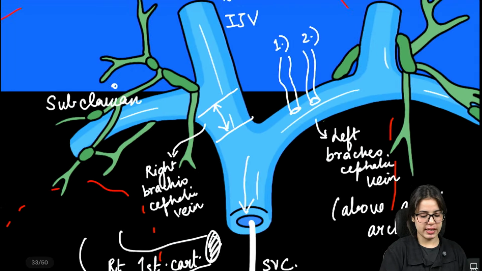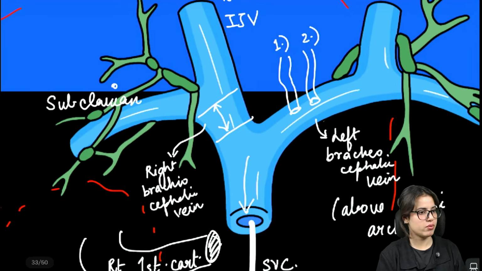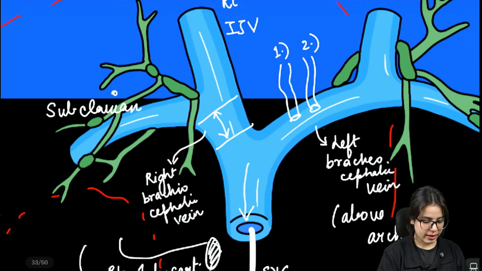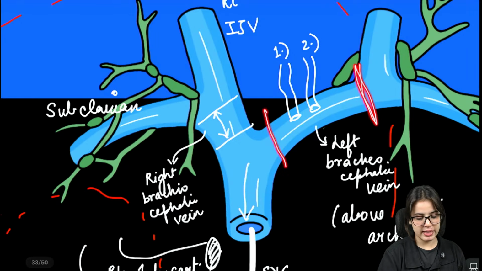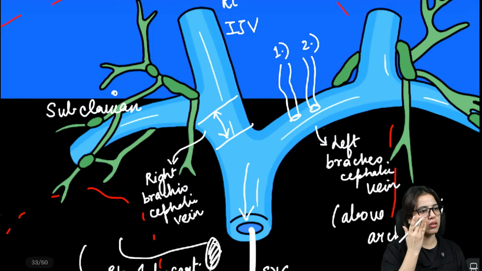And then how is SVC formed? By brachiocephalic vein. Superior vena cava is formed by right brachiocephalic vein and left brachiocephalic vein. And how is right brachiocephalic vein formed? By right subclavian vein and internal jugular vein. This is a very small part, this is right brachiocephalic, while a long part is left brachiocephalic vein. This part is just above the aortic arch.